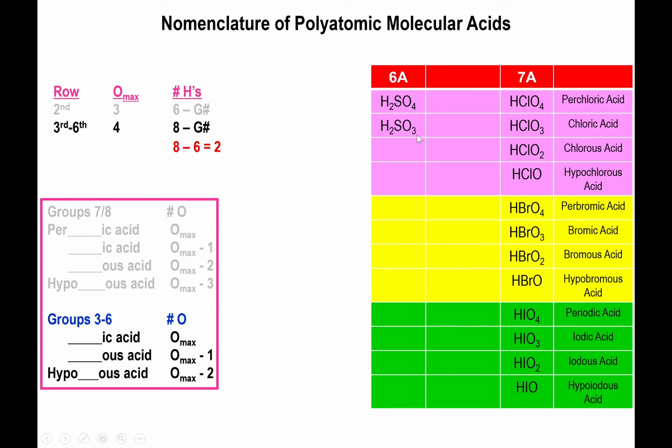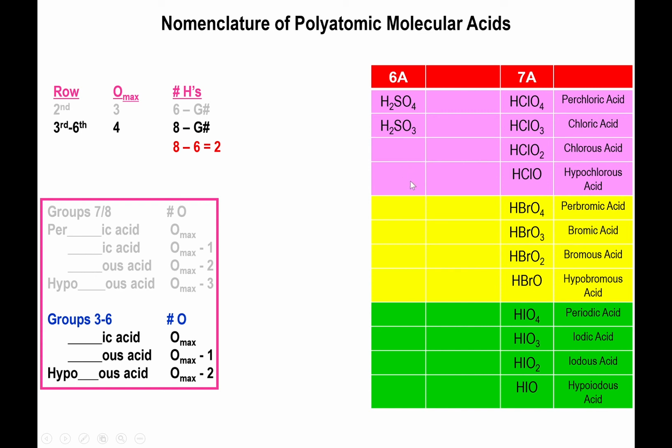So the next one will have 1 less oxygen, or 3 oxygens altogether. Now, unlike the halogens, for the group 6 elements, you basically stop at 3. And this is kind of the part where you will have to just memorize where you have to stop, right? So you wouldn't go to H2SO2 or H2SO.